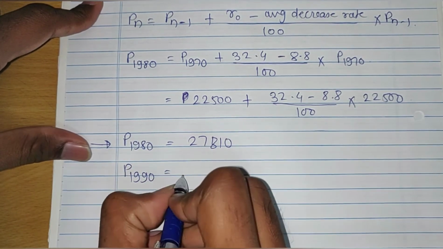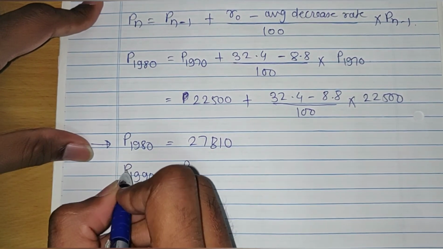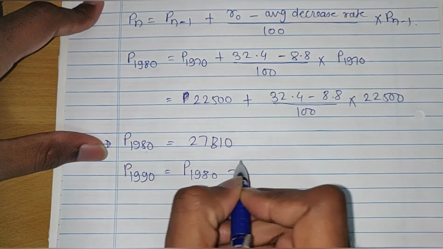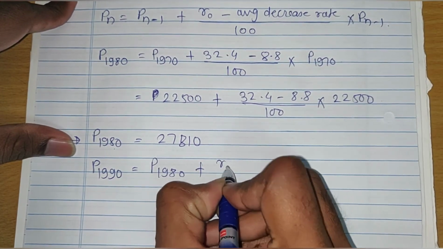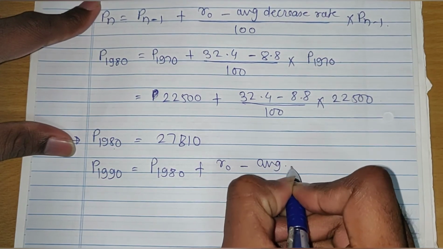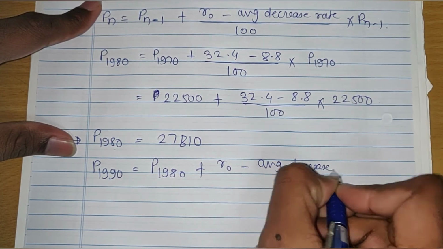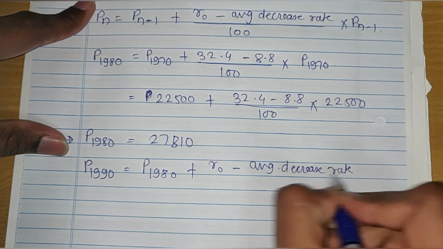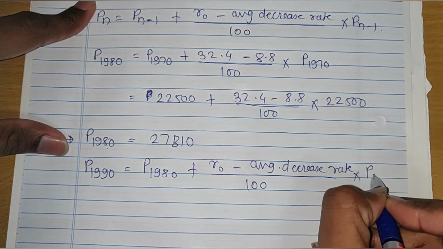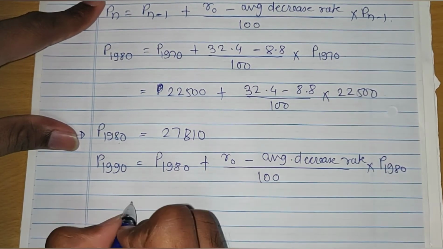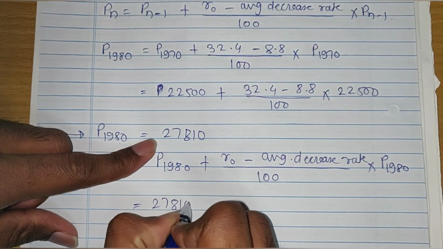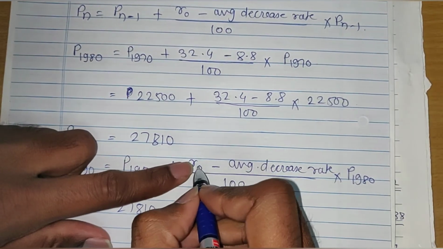So let's find the population of 1990. For the population of 1990, we should know the previous decade's population, that is the population of 1980, plus R naught minus average decrease rate upon 100 into population of 1990. Okay, so the population of 1980 is 27,810 plus R naught value.